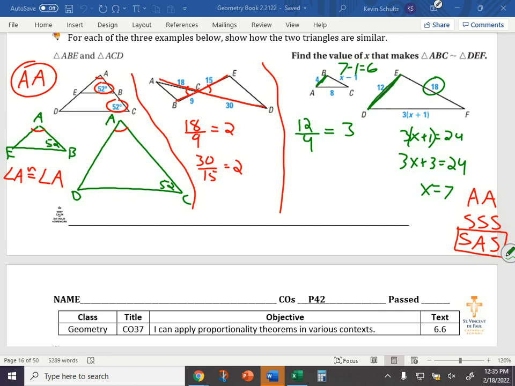All right. Questions on this? Do you know what you're looking for? Angle, angle: 2 pairs of congruent angles. Side, side, side: 3 pairs of proportional corresponding sides. Side, angle, side: 2 pairs of proportional sides and the congruent angle. Some practice with this. Let's look at page.